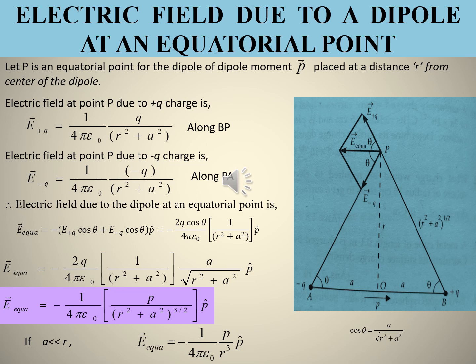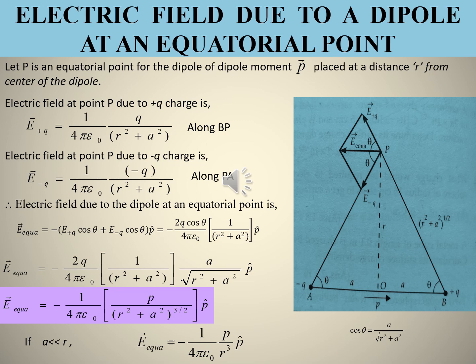So the expression for electric field at equatorial point is given by minus twice q cos theta by 4 pi epsilon naught 1 by r square plus a square into P cap. And putting the value of cos theta as shown in the diagram, cos theta is equal to a by under square root r square plus a square, and this gives our final expression for electric field due to the dipole at the equatorial point P as minus 1 by 4 pi epsilon naught P by r square plus a square to the power 3 by 2 into P cap.